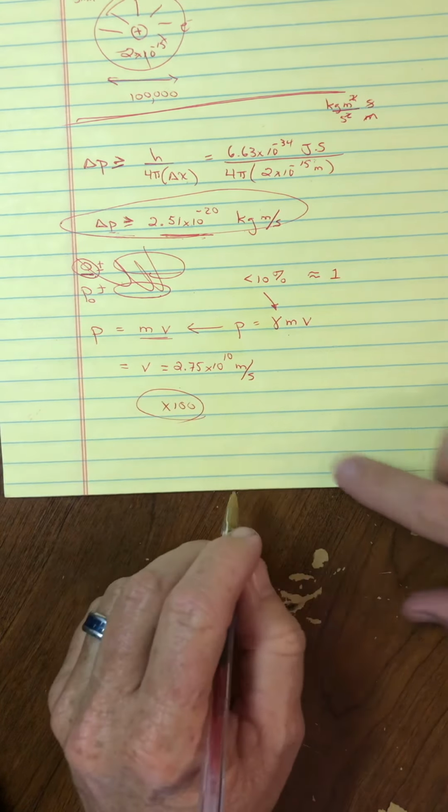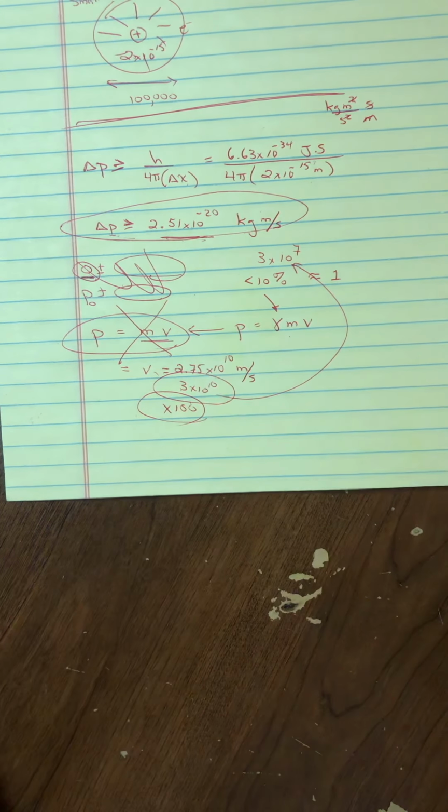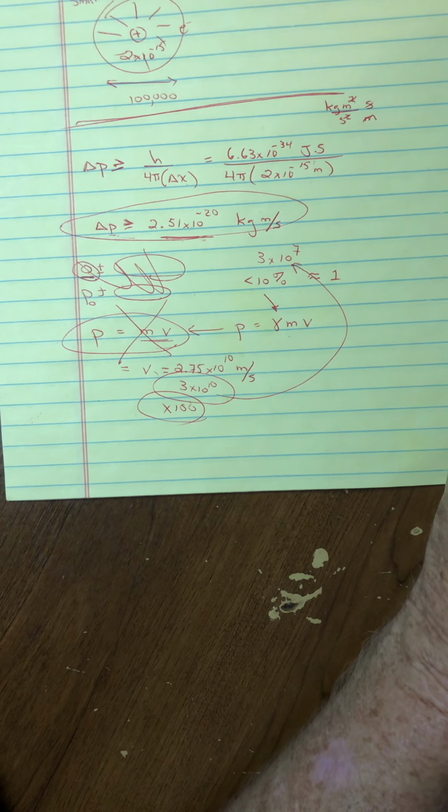This would be an inappropriate way, just saying momentum equals mv, to calculate the speed, because this mv is only true for less than 10% the speed of light, which is about 3 times 10 to the 7th, and we are pretty close to 3 times 10 to the 10th. So we're 1,000 times greater than this equation is valid. So certainly, this calculation is kind of meaningless, other than it tells us right away that we could probably stop right there.